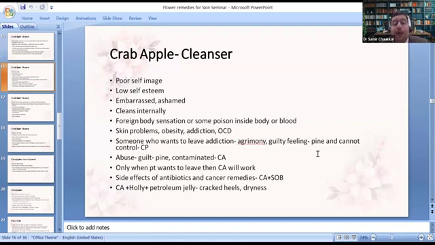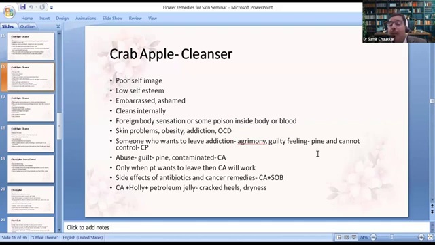Okay. As I have told you, crab apple plus holly plus petroleum jelly is a very, very important remedy for cracked heels. Now we are going to have winter, so a lot of our patients will have cracked heels or psoriasis or palmoplantar psoriasis. Think of crab apple, holly, and petroleum jelly. Remember that. Also, for side effects of antibiotics and cancer remedy, think of crab apple and SOB, that is Star of Bethlehem.